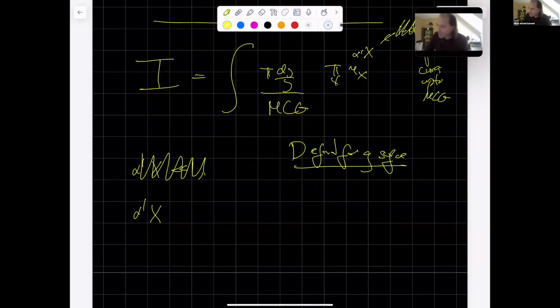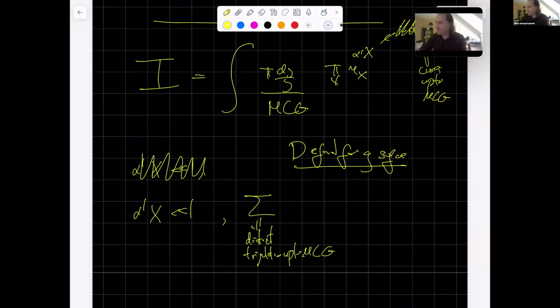When alpha prime x is much smaller than 1, you can think of it as the sum over all distinct triangulations of the surface up to MCG. So this is really the same as all possible Feynman diagram topologies of the product of the one over x's. We don't have the infinity simply because we're identifying all of the triangulations that are the same up to the MCG. So this is a nice object that we could be talking about.